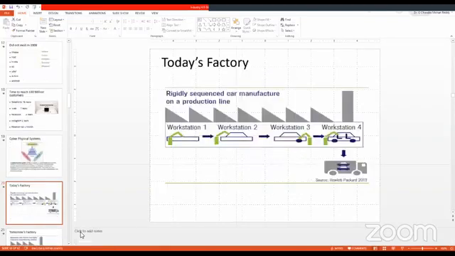If you look at today's factory, they are all rigidly sequenced, like car manufacturing and the production line. After completing the operations at workstation 1, the product goes to workstation 2, and from there it goes to workstation 3, and then to workstation 4. It goes in a rigidly maintained sequence.